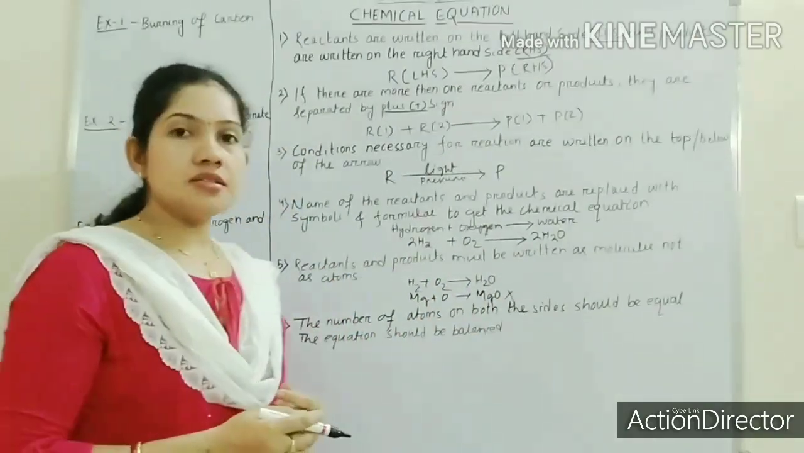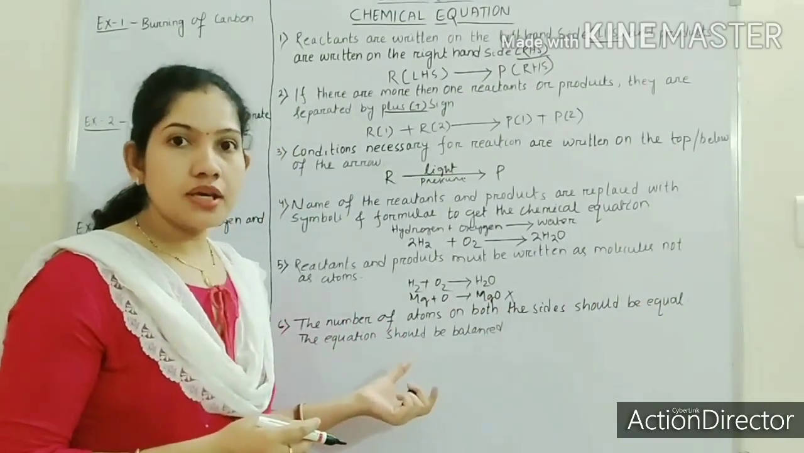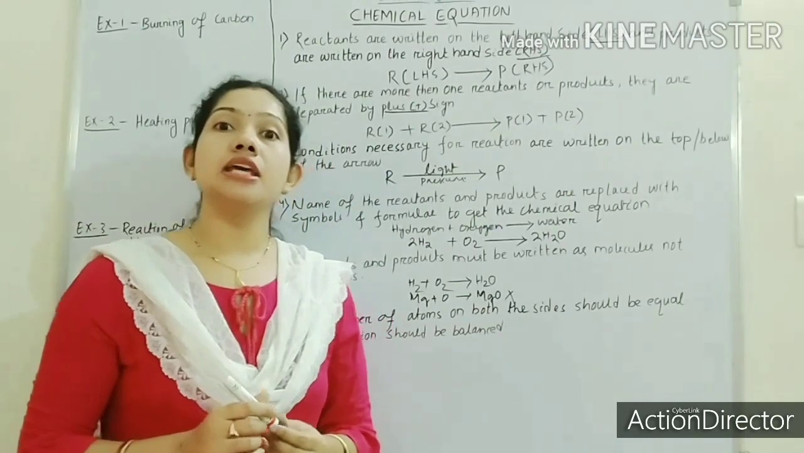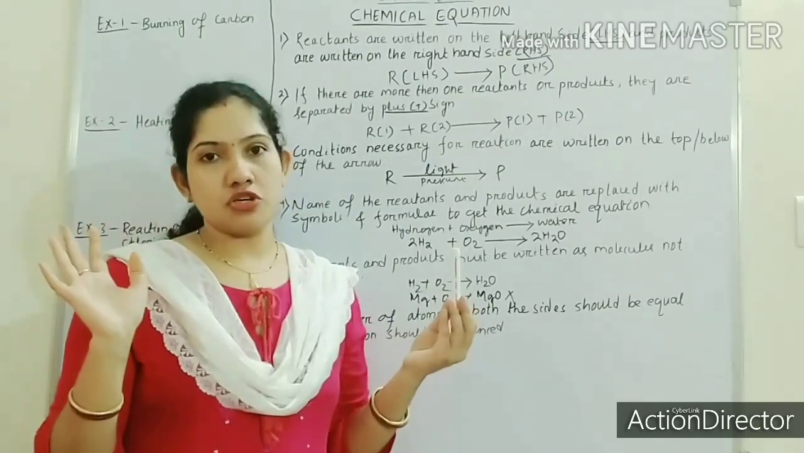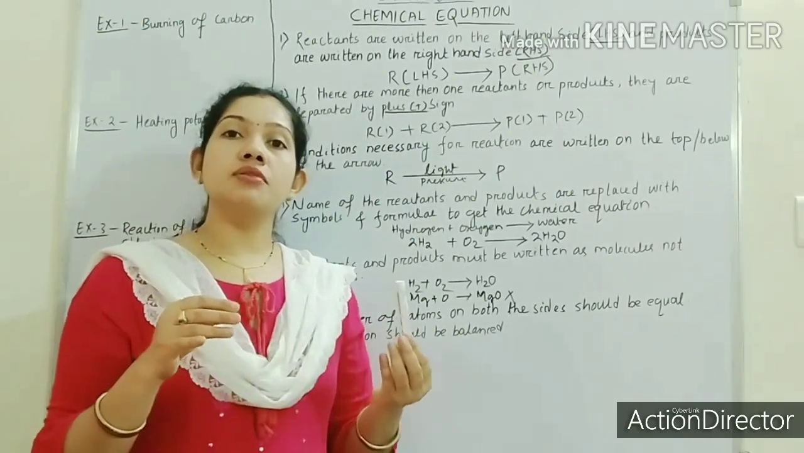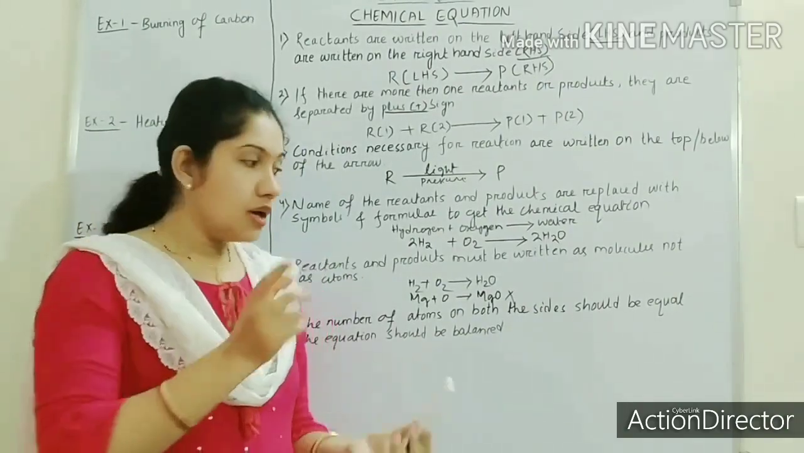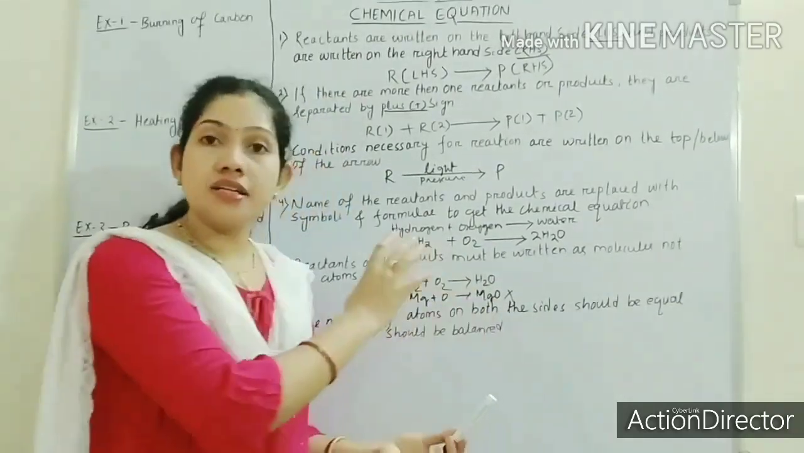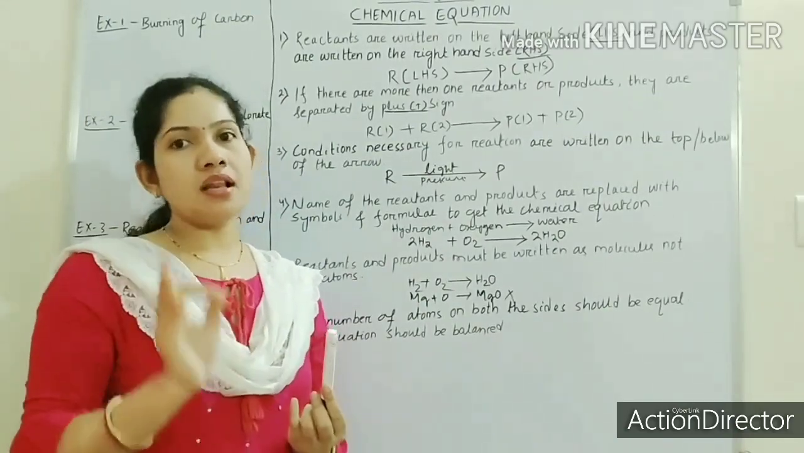The last rule is that the number of atoms on both sides should be equal. Then only the equation is balanced. Whenever we write a chemical equation, it should be a balanced equation, or else it is an incorrect equation. So whenever we want to write a correct chemical equation, we have to balance both sides, the left hand side and the right hand side, so that we get a balanced chemical equation.